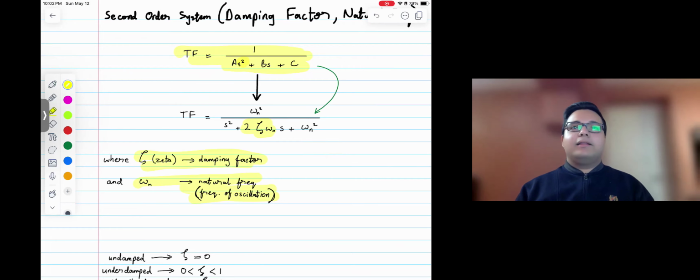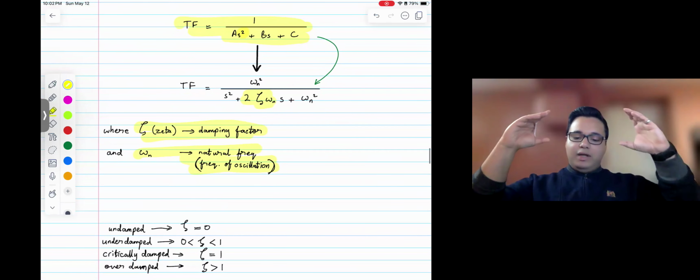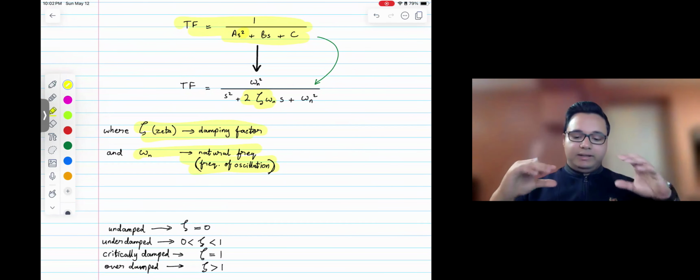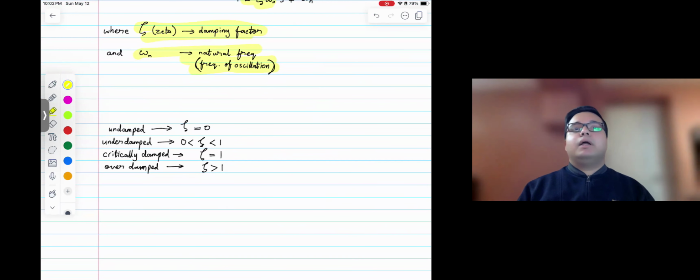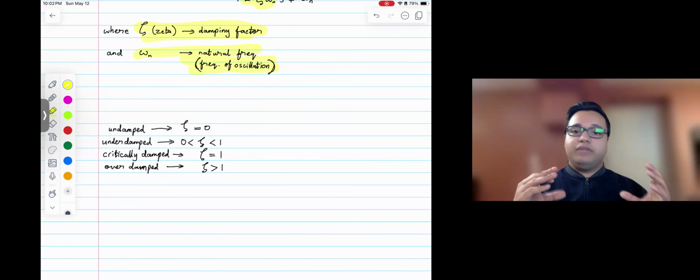So the reason we are trying to write our transfer function in this form is because we want to see, imagine if I wanted you to calculate where you are in terms of damping.